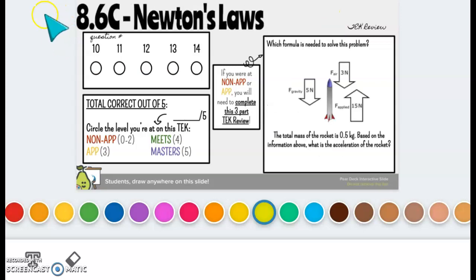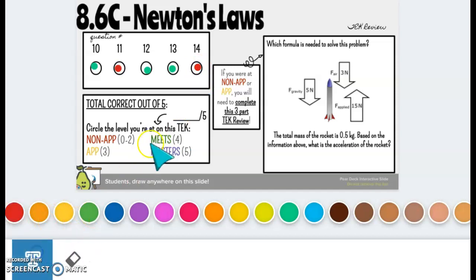Our next set of questions covered TEK 8.6c, or the topic was Newton's law. So same thing, go ahead and go through. If you got it right, you'll put a green dot. And if you got them wrong, you'll put a red dot. Count how many you got correct out of the 5. And then circle which level you're at for that TEK.